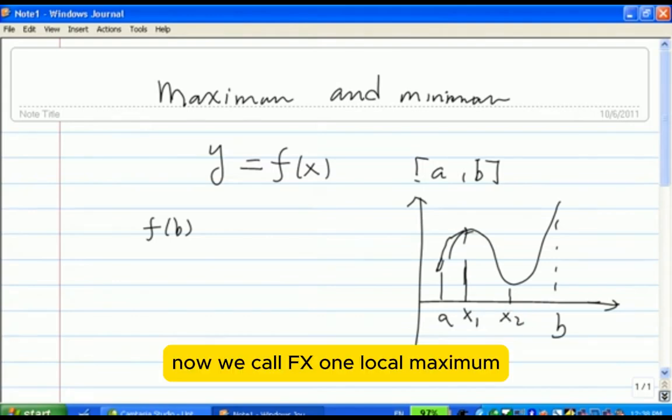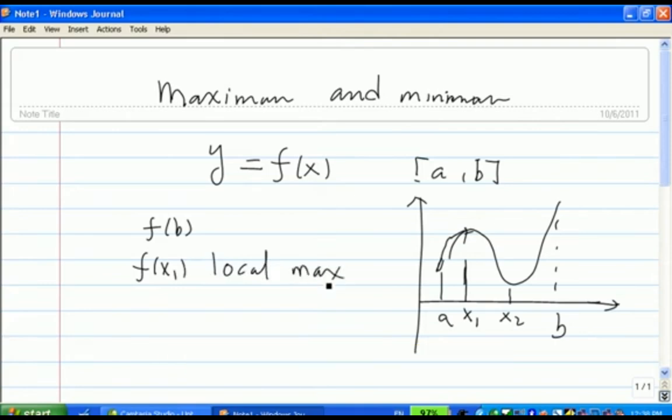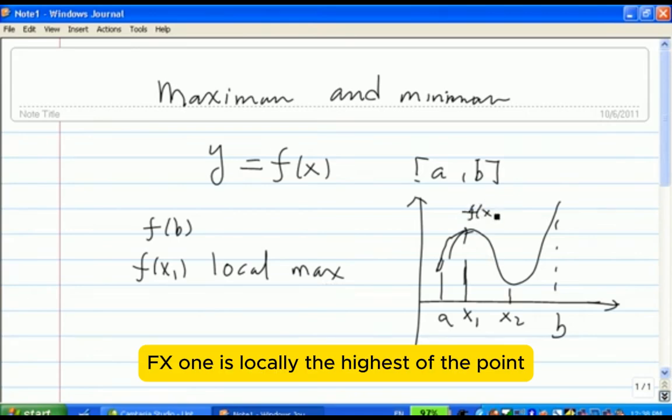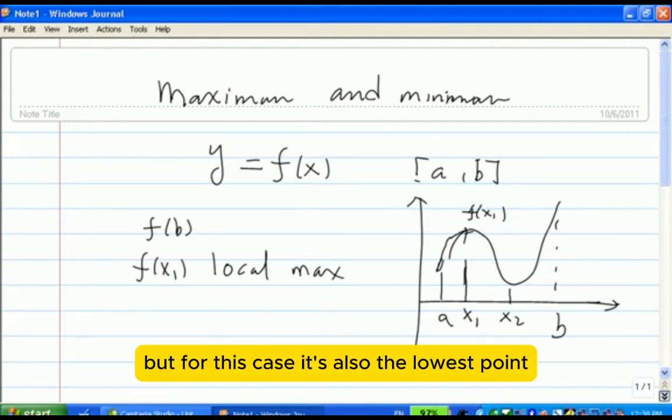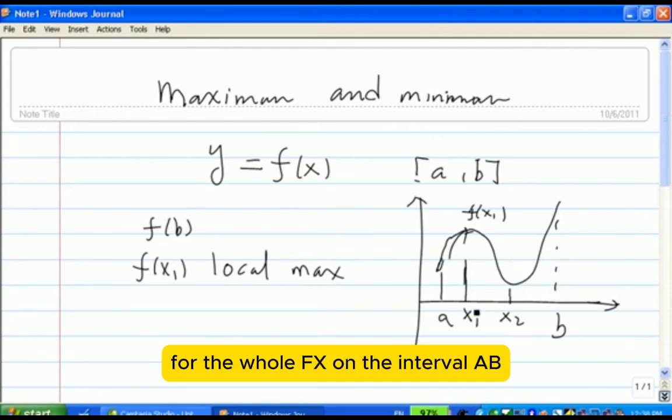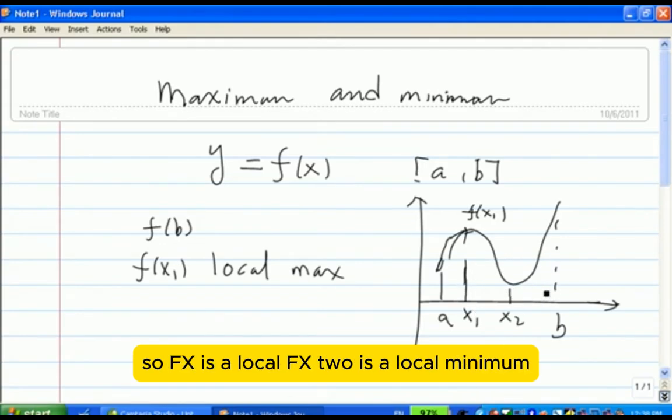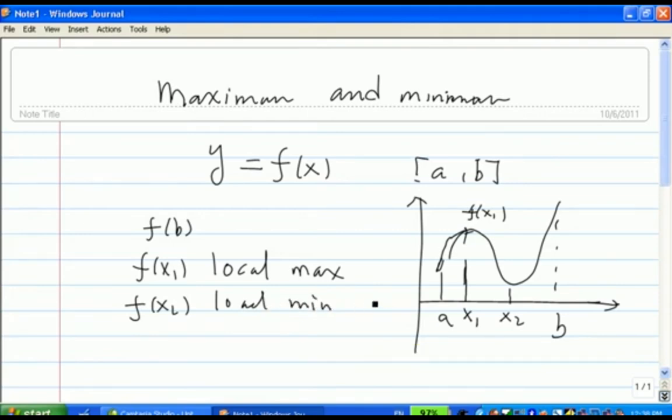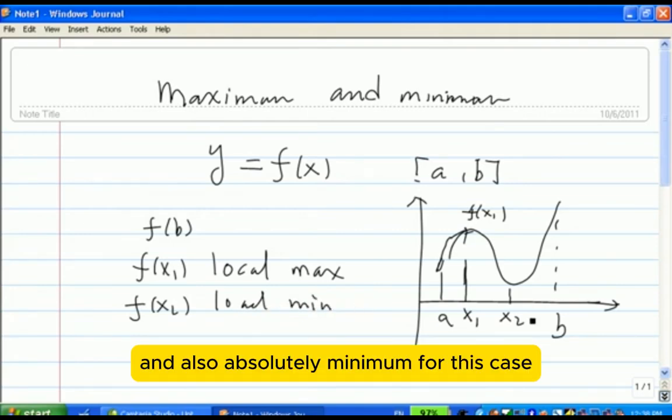Now, we call f(x1) a local maximum, because locally f(x1) is the highest point. And f(x2) is a local minimum. But in this case, it's also the lowest point for the whole f(x) on the interval [a, b]. So f(x2) is a local minimum and also the absolute minimum in this case.